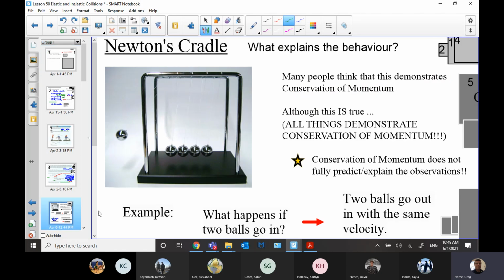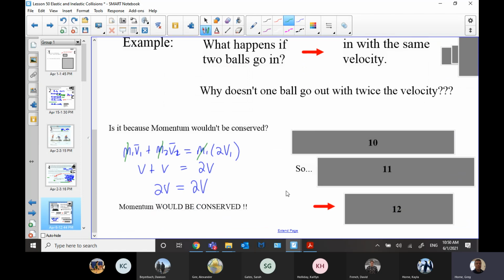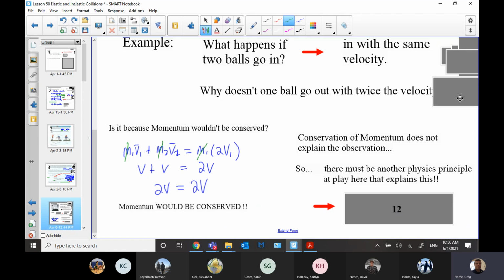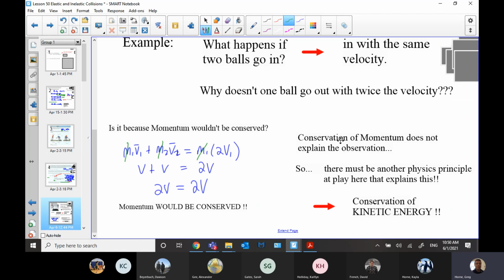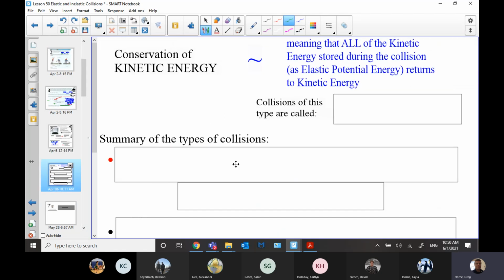Whereas with this, we're talking about a special case where they say all. I think it's safer to say almost all. I don't know, but basically it's because energy is being conserved, or darn close. So conservation of momentum doesn't explain it, but there's another physics principle at play here, which is conservation of kinetic energy. That would mean that all of the energy stored during the collision comes back to kinetic. And in full disclosure, we're saying almost all of it.